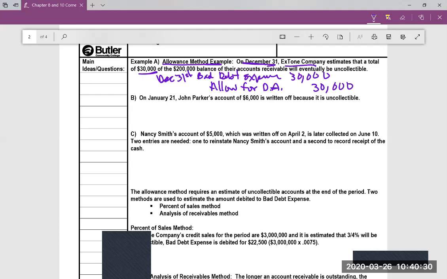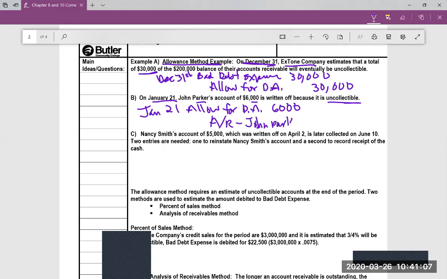So time continues on for this company, and on January 21st, John Parker's account of $6,000 is written off because it's uncollectible. Now watch what this entry does. In the direct method, we immediately hit bad debt expense. Under the allowance method, we've already hit bad debt expense. So when we actually determine to write off the account, here's what it's going to look like. January 21st, we're going to debit allowance for doubtful accounts. And that was $6,000. And we're going to credit AR for John Parker.